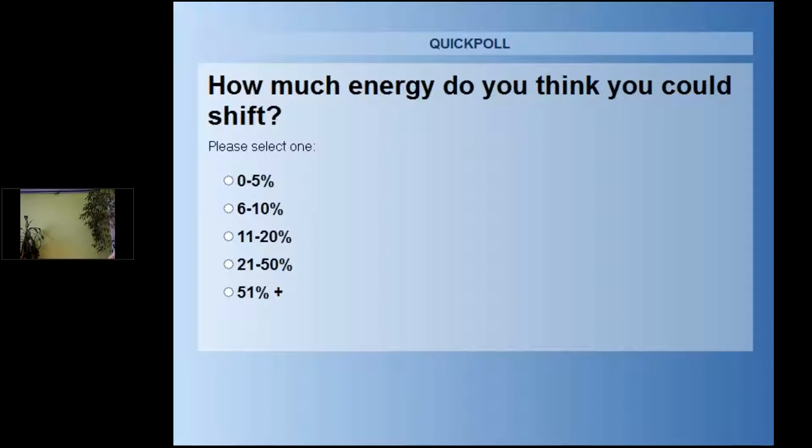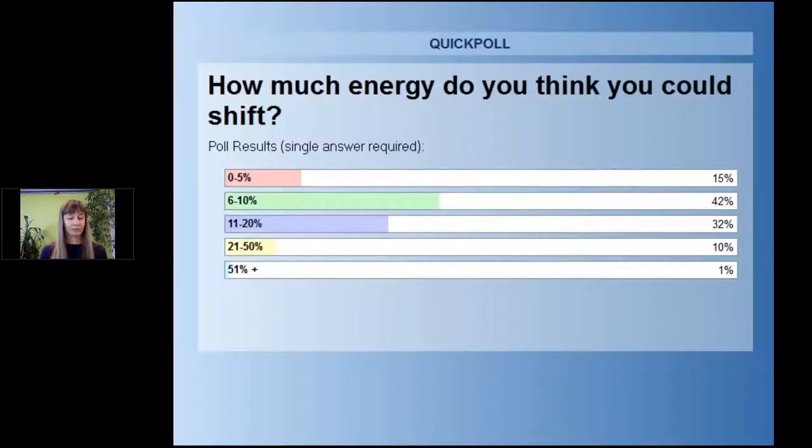So if you were to switch or try and shift your energy, how much energy do you think you could shift? So we've just launched that poll, and while we're waiting for the arrival of Tamar, I'm hoping that you can all take a moment to respond and let us know what you think. It's quite a challenging question, isn't it? So far we have a 45% response rate from participants. I'm just going to wait a few more moments to see whether anyone else wants to respond. Right, okay, so we're up to 70% of our participants have responded. So I'm going to close the poll and I'm going to share it immediately.